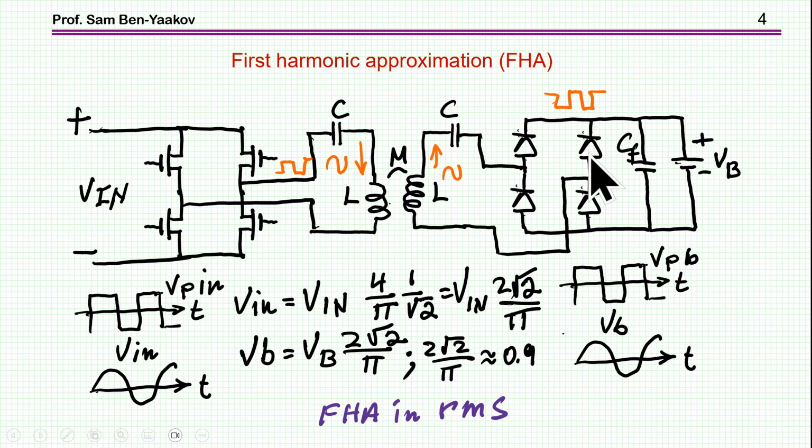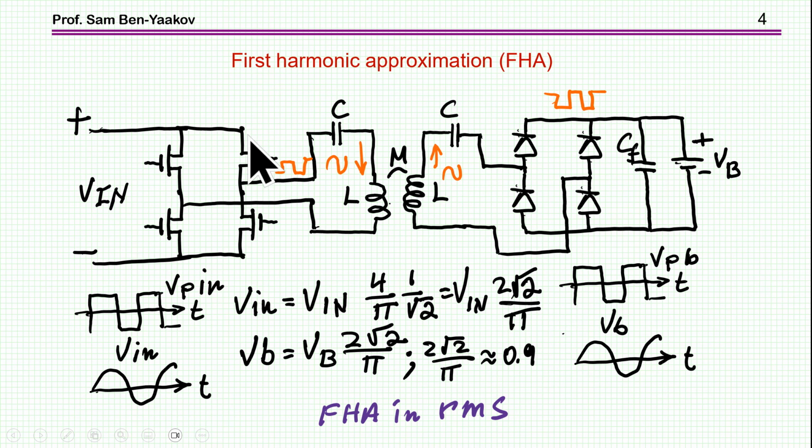Now, it is customary to work with the so-called first harmonic approximation to simplify matters because this circuit is highly nonlinear. Okay, we have the rectifier, we have a square wave, and then, of course, you cannot use phasor analysis, okay? So the thing to do is to rely on the fact that power is transferred through the first harmonic, as I have said. Therefore, we extract the first harmonic here and the first harmonic here, and by this we can make the circuit linear.